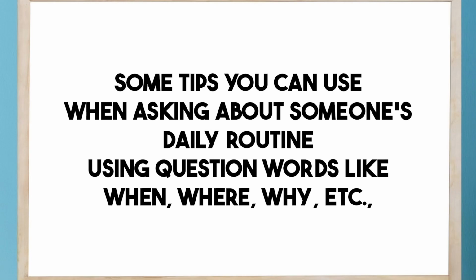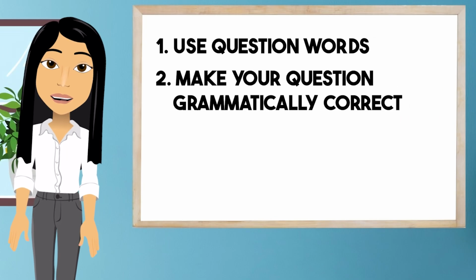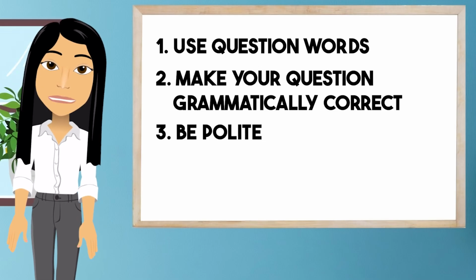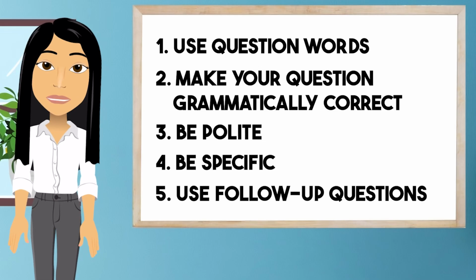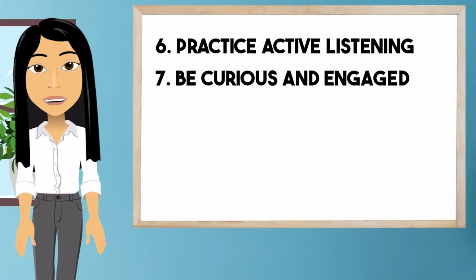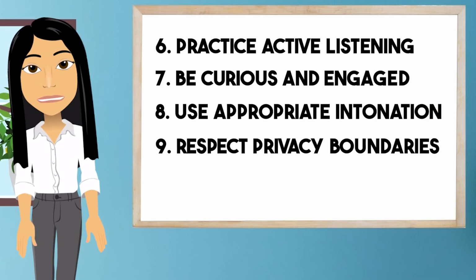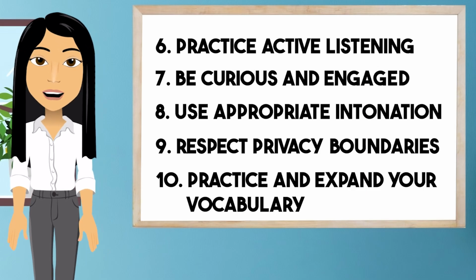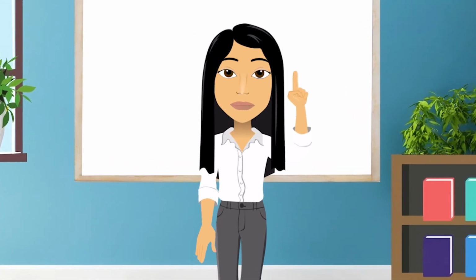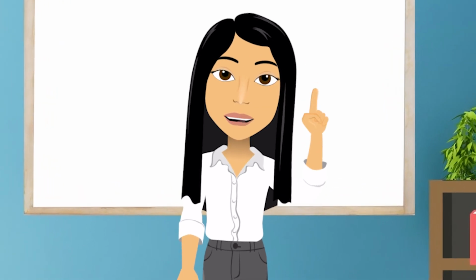Some tips you can use when asking about someone's daily routine using question words like when, where, why, etc. 1. Use question words. 2. Make your question grammatically correct. 3. Be polite. 4. Be specific. 5. Use follow-up questions. 6. Practice active listening. 7. Be curious and engaged. 8. Use appropriate intonation. 9. Respect privacy boundaries. 10. Practice and expand your vocabulary. Remember, effective questioning skills involve active listening, genuine curiosity, and respect for the other person's privacy.